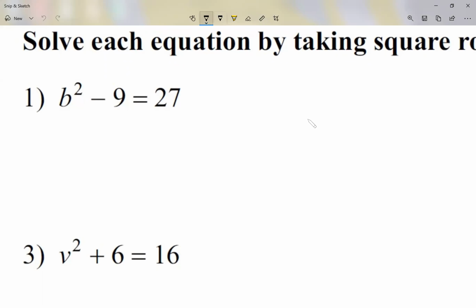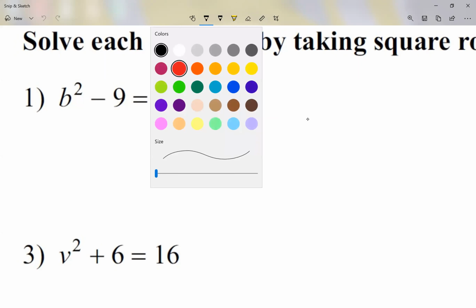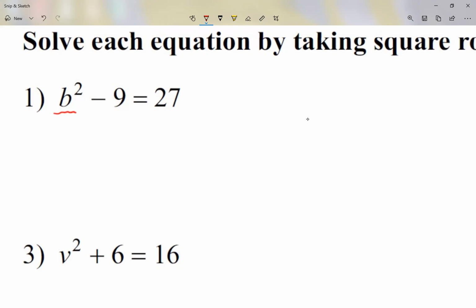The interesting part is that I only see one of my terms has a letter, b squared. I'm going to separate my sides through the equal sign, and I want the letter by itself. So in this case, I want b squared by itself. That minus 9, I'm going to get rid of it. I'm going to move it to the other side with the opposite sign. I know the opposite of minus is plus. So my minus 9, let me move it to the other side as a plus 9. So I have that b squared is equal to 36. Right? 27 plus 9 is 36.